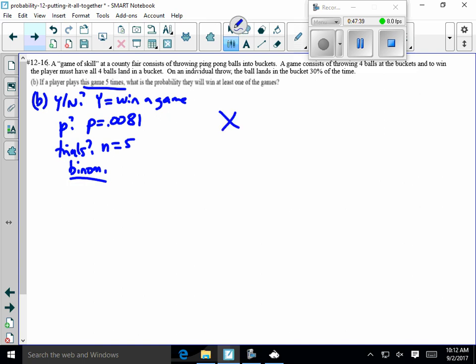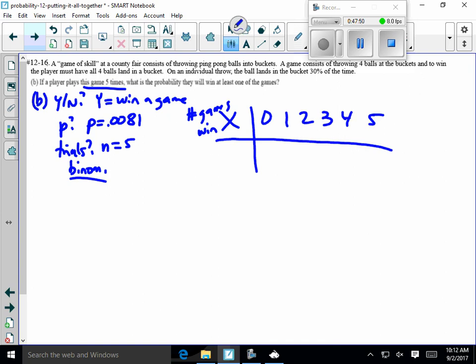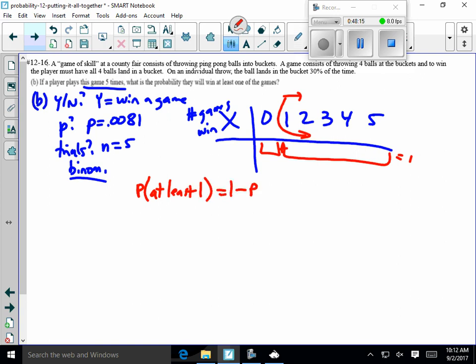So the random variable this time is going to represent the number of games that we win. We could win none of the games, 1 of the games, 2, 3, 4 of the games, or all 5 of the games. Now, if we want to win at least 1 of the games, I could do binomial PDF for 1, 2, 3, 4, and 5 and add them, or I can just say that the probabilities add up to 1 here. So the probability of winning at least 1 game is equal to 1 minus the probability of the opposite, winning no games.